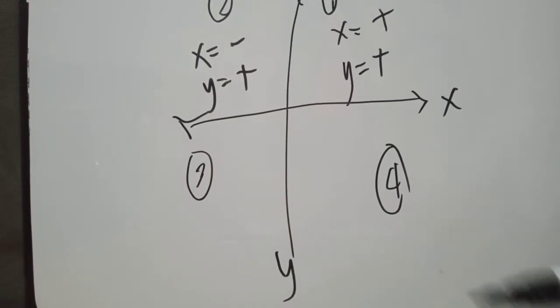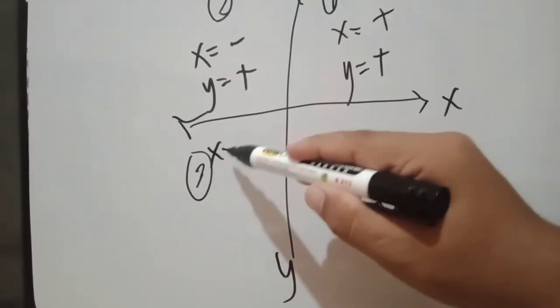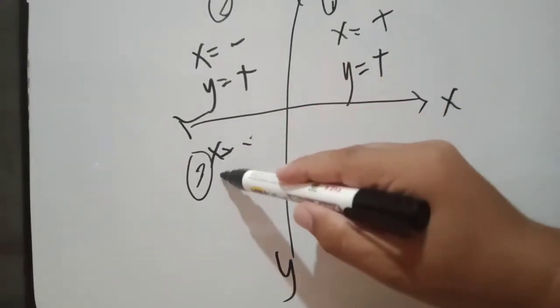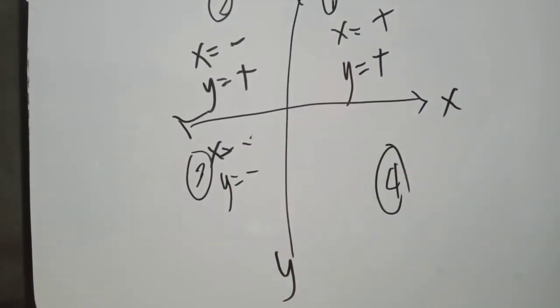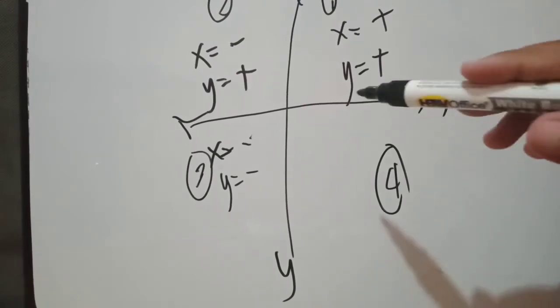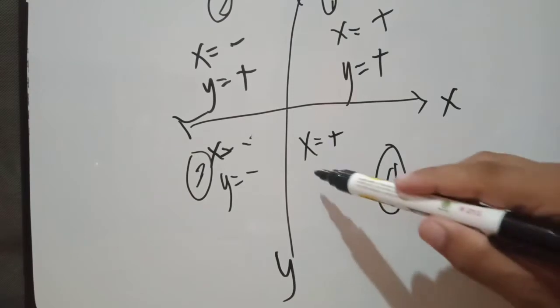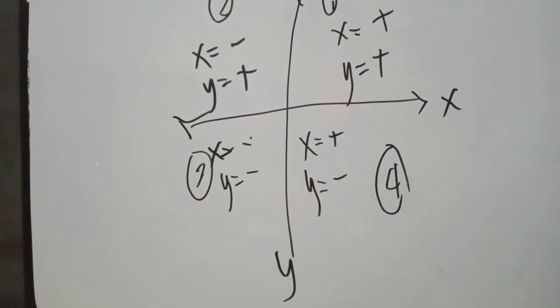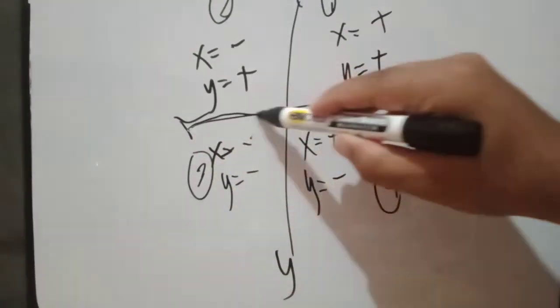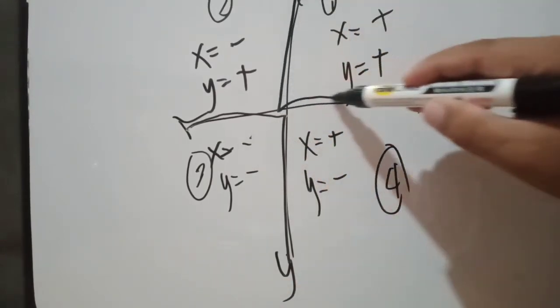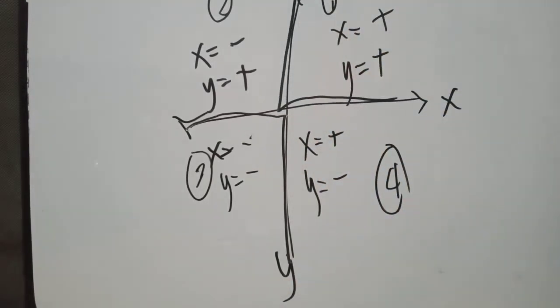What about quadrant 3? X must be negative, and y must be negative. What about quadrant 4? X must be positive and y must be negative. So that's how you identify them. All of this part is negative, but these are all positive. I hope we are clear on that.